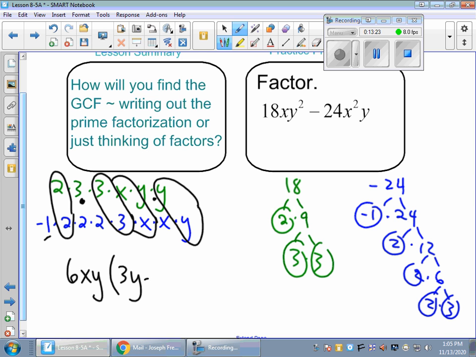Over here we have a negative 1, so we want to put that in. 2 times 2 is 4. And then this right here is an x. So that would give us the number broken down into prime factorization, and then we factored it out.